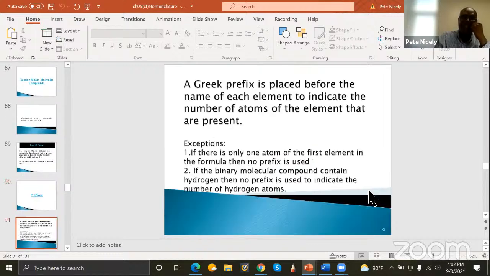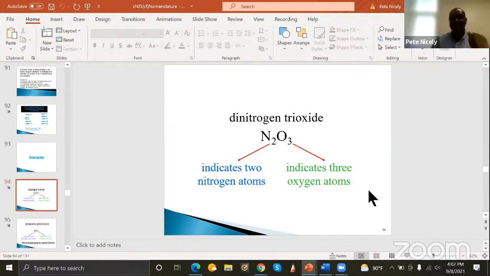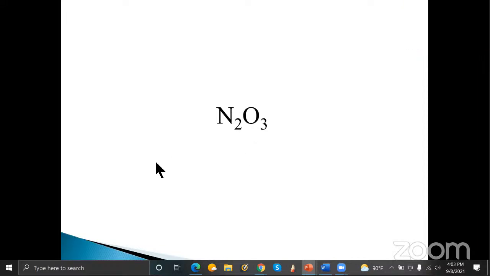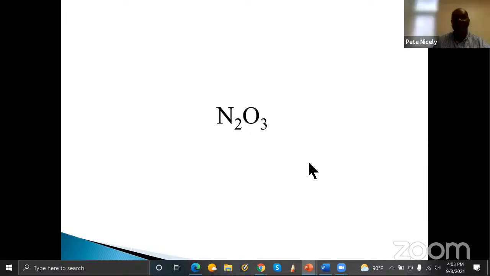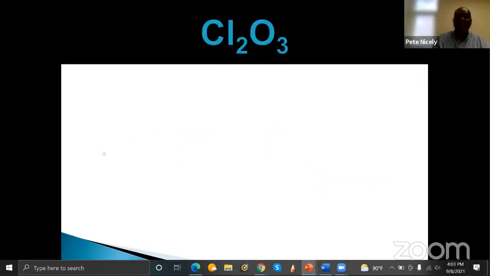Okay, and I think we discussed, and somebody can correct me if I'm wrong, we discussed naming binary molecular compounds like this one, right? This one here, right? Did we? Can somebody tell me? Yeah, we discussed it. Okay, so let me scroll down. Yeah, I think I remember discussing this. Okay, let me hurry up and scroll down too.